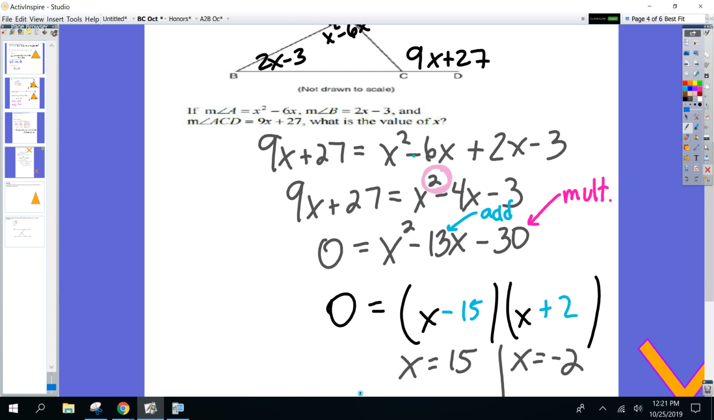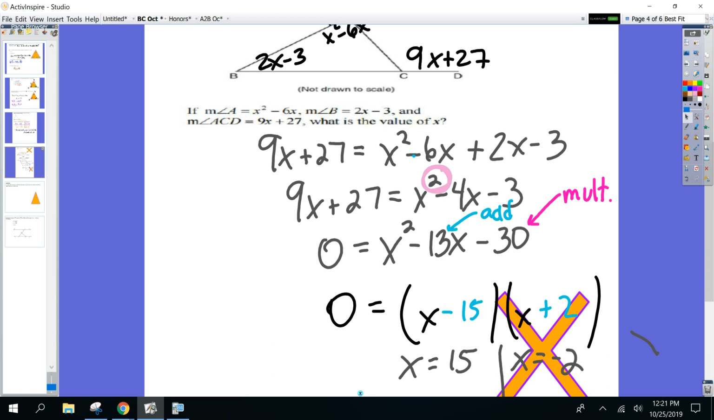Okay, here's the problem. Everybody take negative 2, which was one of our answers. Plug it in for angle B. What's going to happen? You're going to have a negative angle, which I cannot have. So that's why negative 2 has to be rejected.